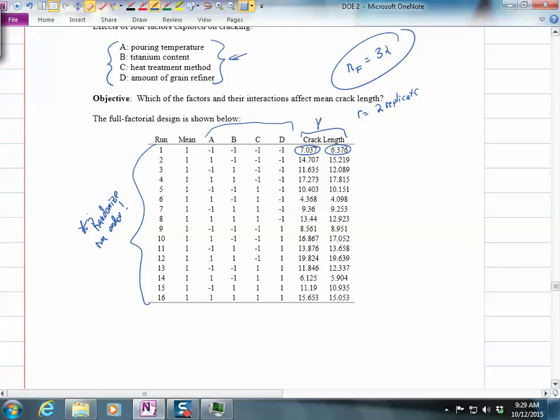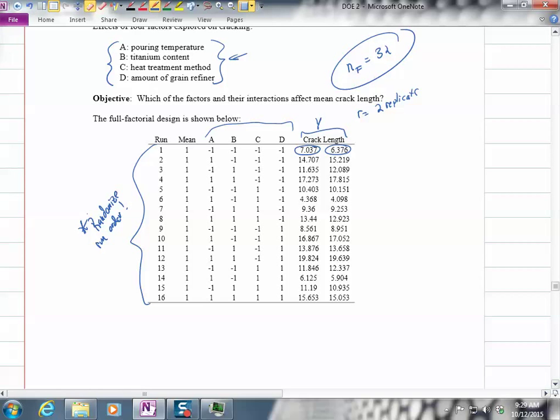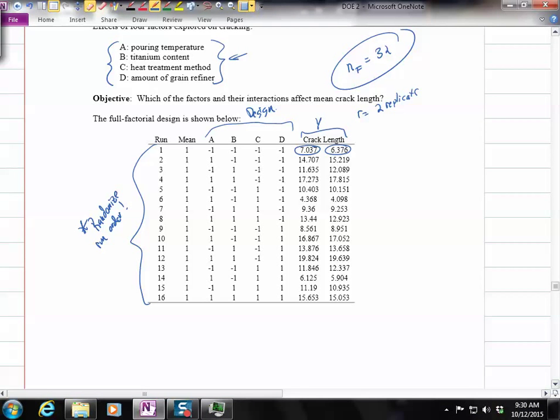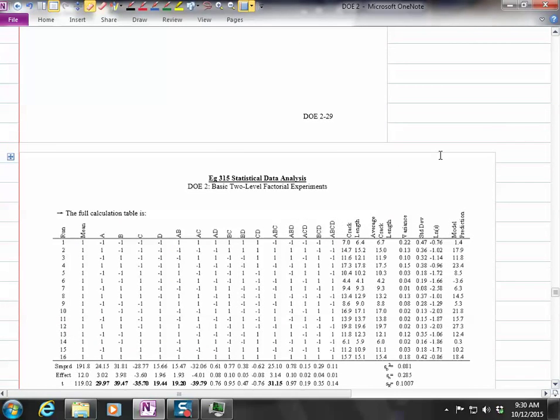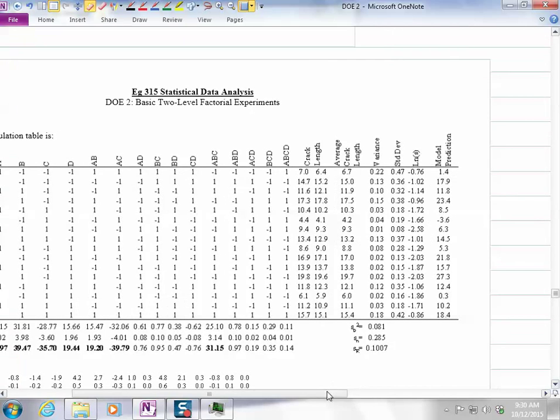It's just not indicated one way or the other there, but that's what you want to do. So this is the design table, right? These are the experiments we're going to run. For Excel, we need to flesh this out into the calculation table to get all the interactions, and that's what we have here. So let's just go through this.